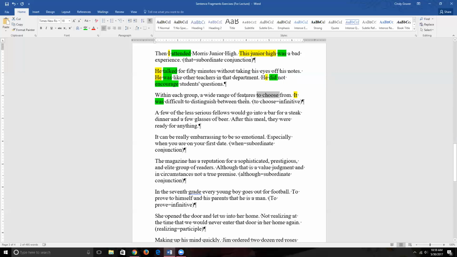Within each group, a wide range of features to choose from. But we're not saying who is making the choice. We don't have a subject, and, excuse me, we don't have a conjugated verb. So we're going to try both approaches. We're going to unite this. We don't have a sentence in front, so we can't do choice A, but we're going to try to merge this sentence with our sentence 2, and we're also going to try to make this a freestanding sentence. Within each group, a wide range of features to choose from.